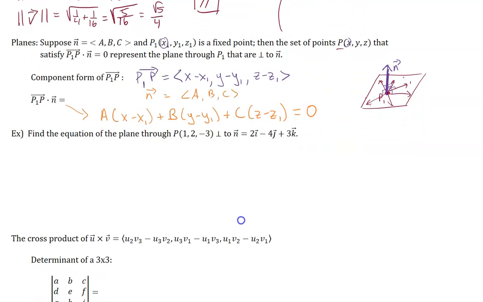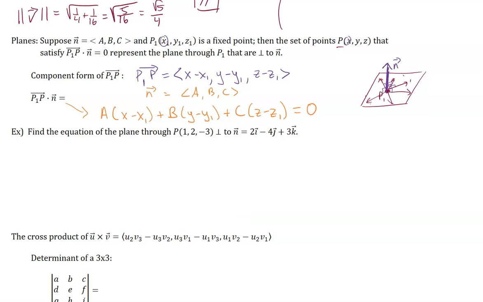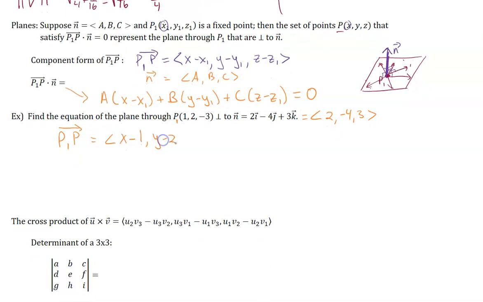All right, so let's go through an example of using this here. We want to write the equation of the plane that passes through this fixed point, and it is going to be perpendicular to vector n, which is 2, negative 4, 3. So the first thing I'm going to do is write the vector that goes from the fixed point to any generic point x, y, z. So we'll call it P1 to P. I know this says P here, but that's going to be P1 because it's fixed. So that's going to be x minus 1, and then y minus 2, and then z plus 3.